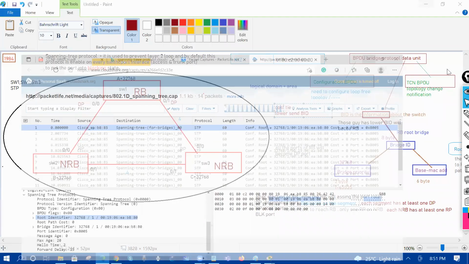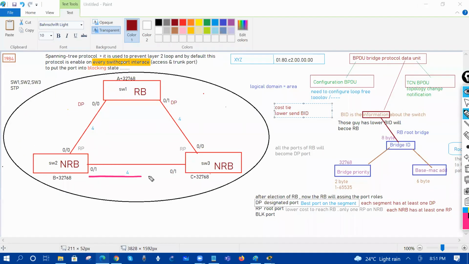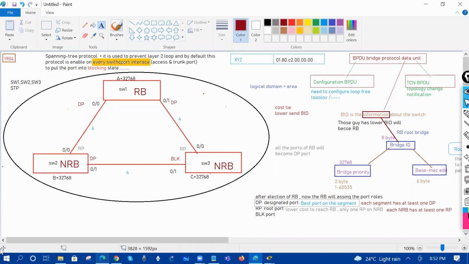So if you understand this part, he will send one BPDU to this guy, and he will also send a BPDU to this guy. What is the bridge ID on this guy? B plus 32768, and the other says C plus 32768. The cost is tied. Who has the lower sender bridge ID? This guy, right? So this interface will become the DP, and this interface will become blocking. So now here you will have a loop-free topology.